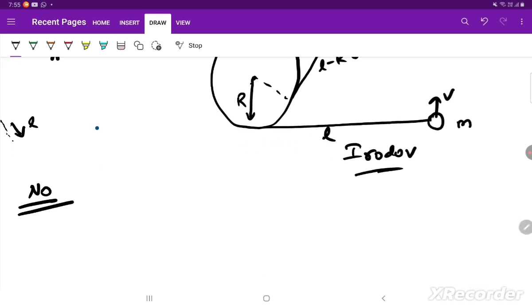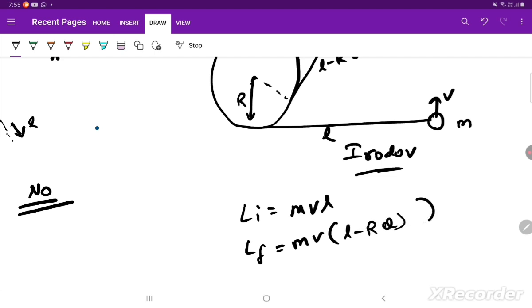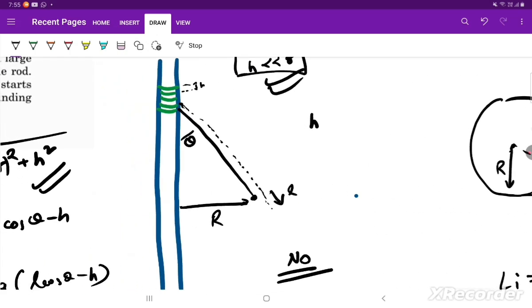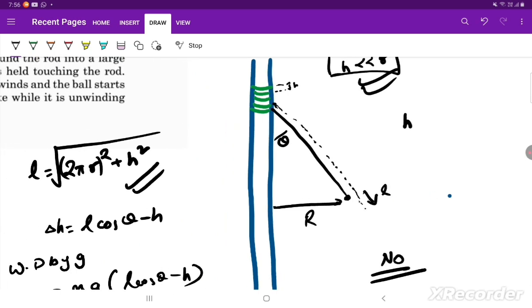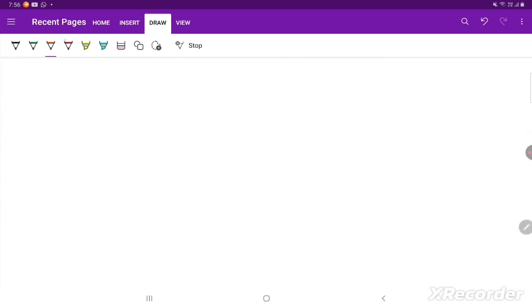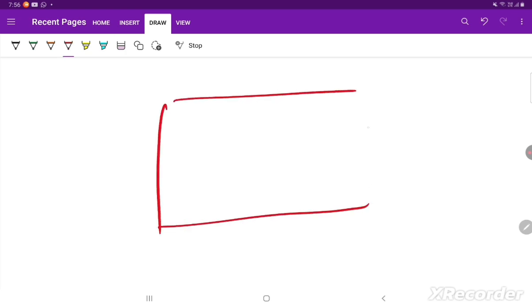So initially, with respect to this point, Li is equal to mvL, and Lf is equal to mv(L minus r theta). These two are not the same. So in this case also, the velocity will not be the same because the work is done by gravity, and the angular momentum will also not be the same. Work is done by gravity and it's finite, so the velocity will not remain the same, unlike the Herodotus problem.